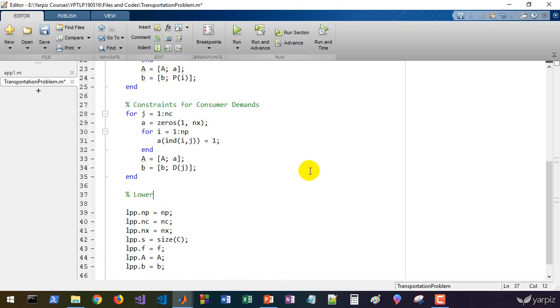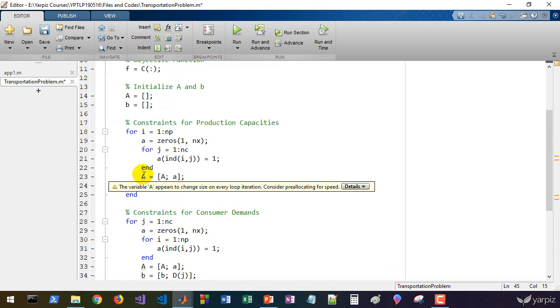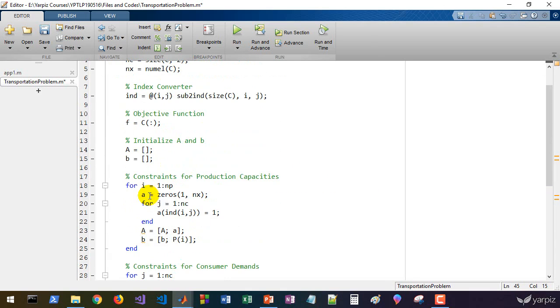Now lower bounds are given by LB equals zeros, the same size as F, or for example 1 row and nx columns, or nx rows and 1 column. And this is our lower bounds, lpp.lb. And if you would like to get rid of these warnings for large problems, this can reduce the speed of the program. You can initialize A and B to some matrices, for example zeros.